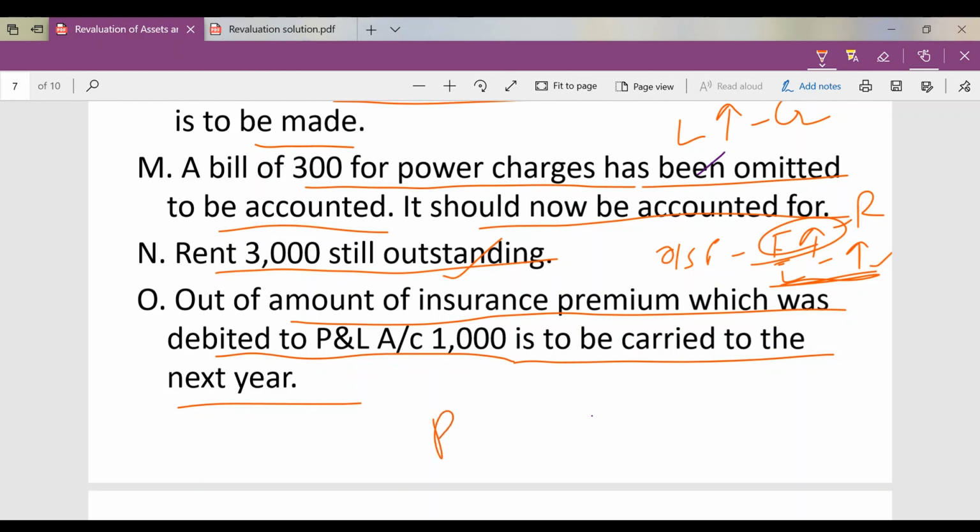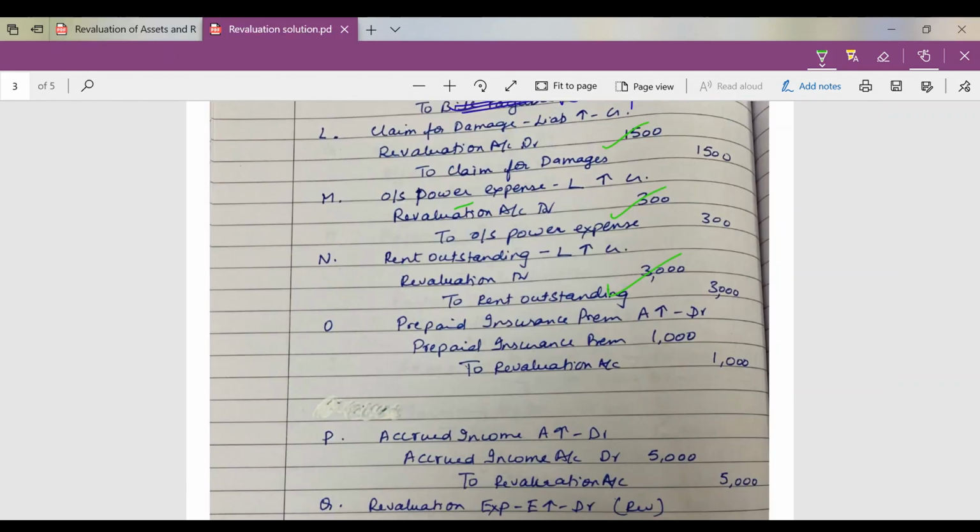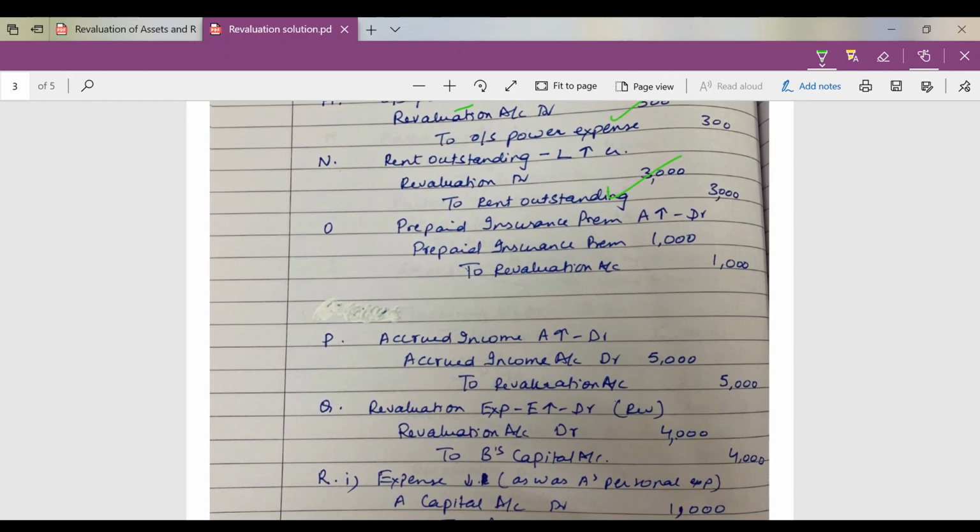We know prepaid insurance, right? That is an asset. An asset is increasing, so it has to be debited. So the entry would be prepaid insurance debit to revaluation account. It's a profit because an asset has been shown in the picture.